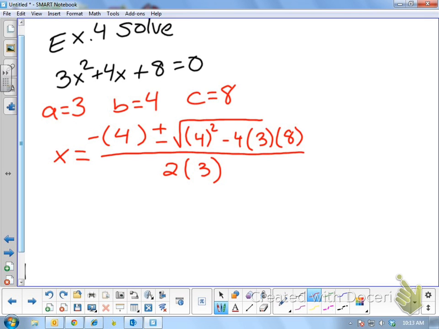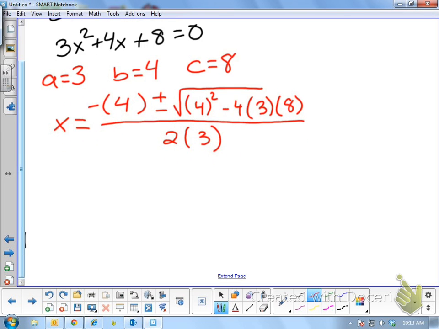So now we simplify. We had to simplify the stuff before the plus or minus. We had to simplify the stuff under the square root. We had to simplify the denominator. So we have negative 4 out front, plus or minus. The bottom will be 6. And then we just have to figure out the square root. The square root's the hardest part to simplify. The first part and the bottom part are pretty easy. We're just multiplying. This part, we have to go through an entire process.